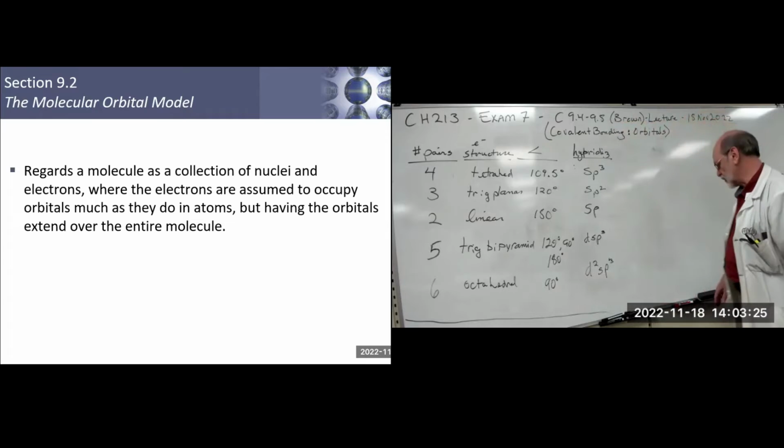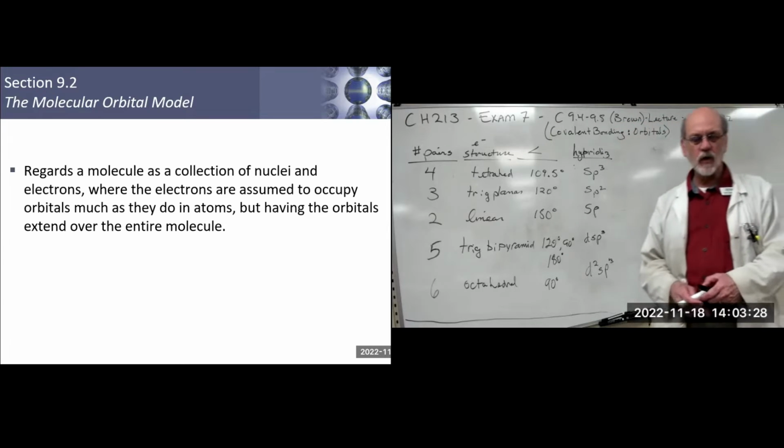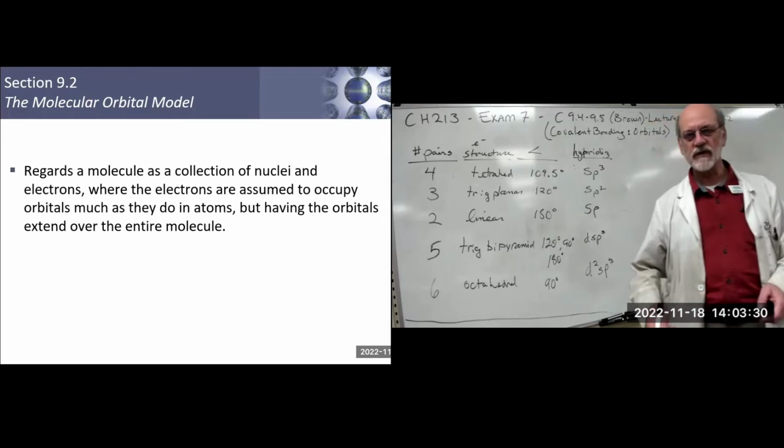Now, here's the solution to the problem. It's called the molecular orbital model, so often abbreviated MO.